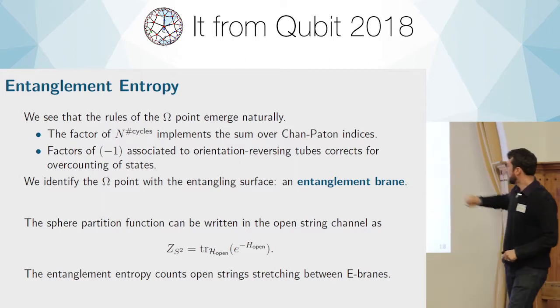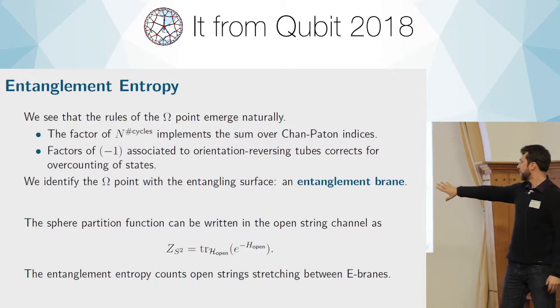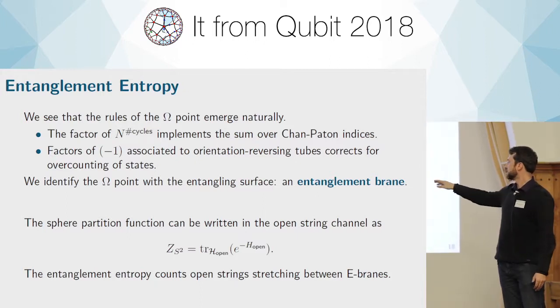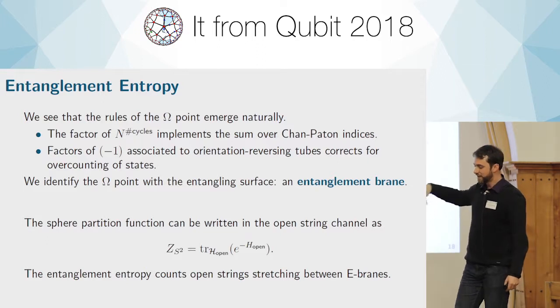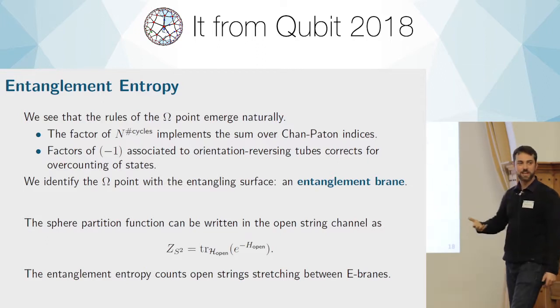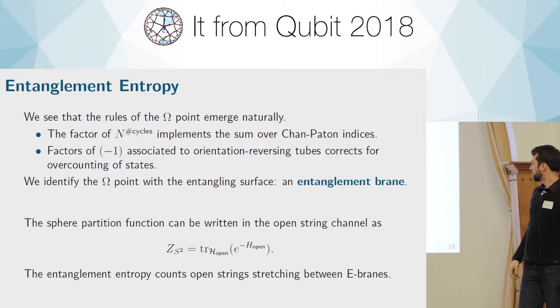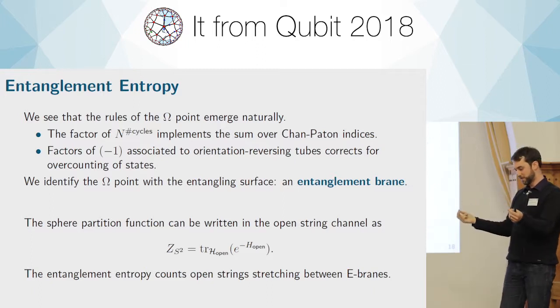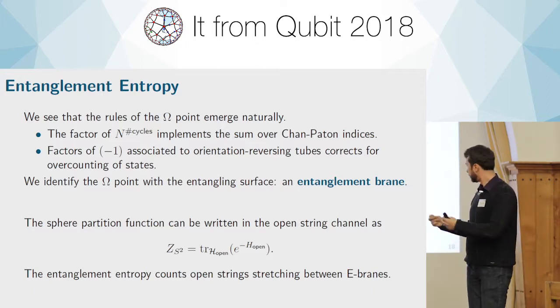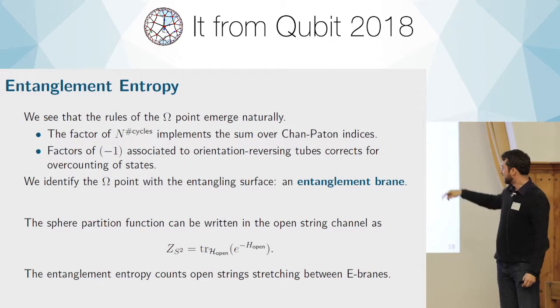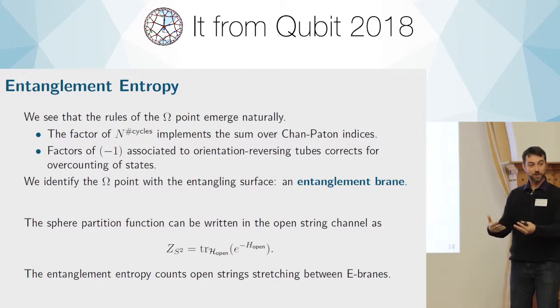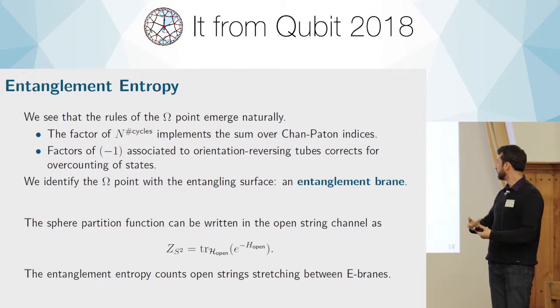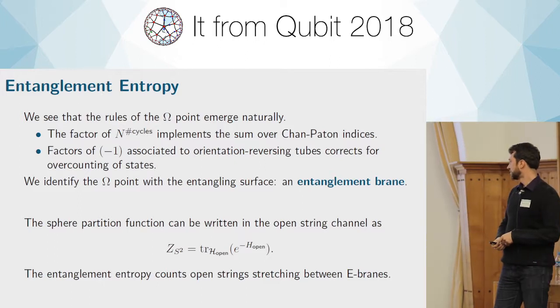And once we have this, we can write our sphere partition function as a trace. One can check that it gives the same answer as the Gross-Taylor path integral, but now it's expressed as a trace over this open string Hilbert space, which I described before, with this open string Hamiltonian, which implements the time evolution with interactions.